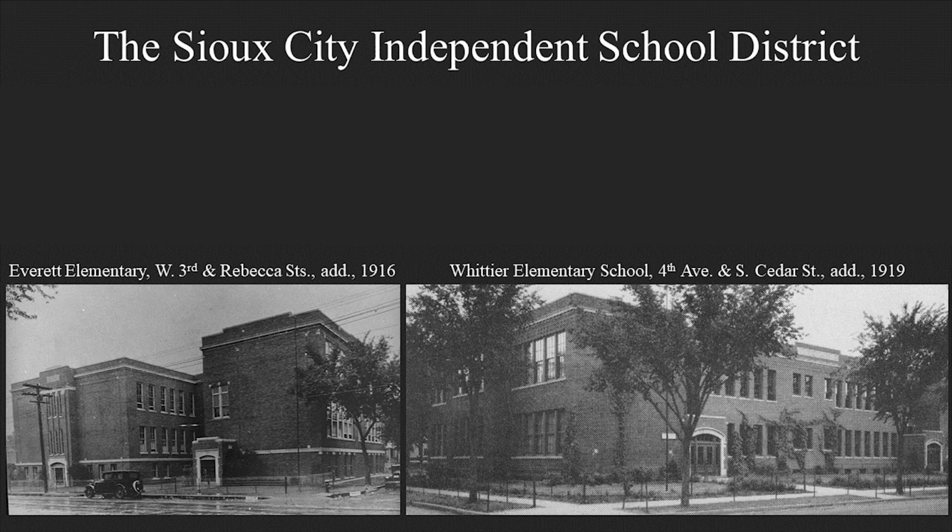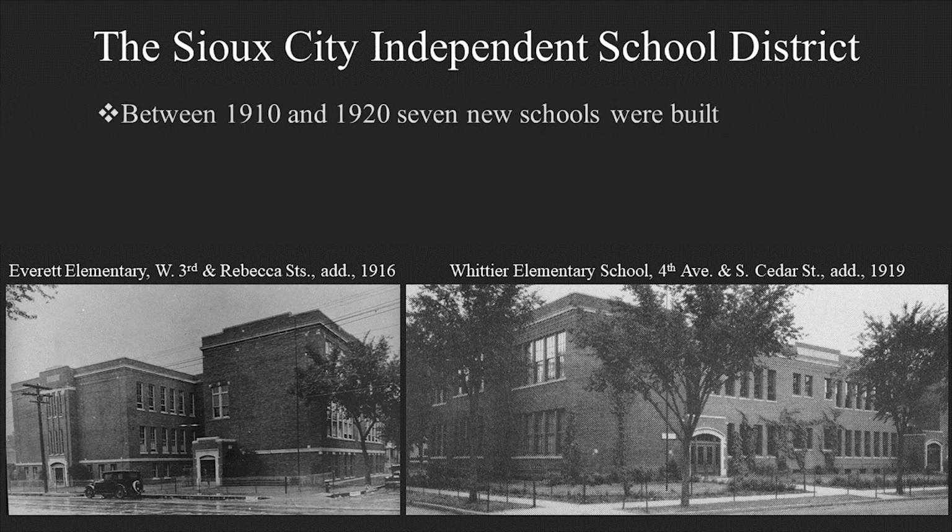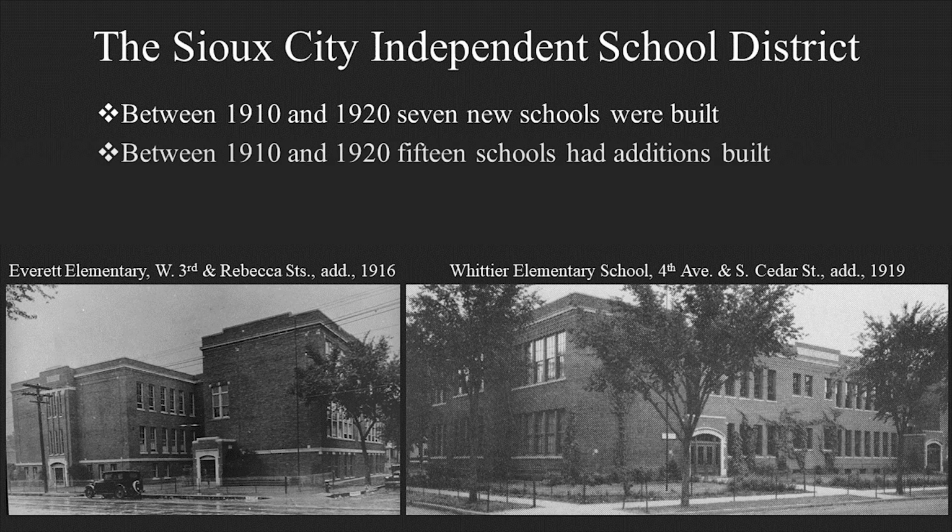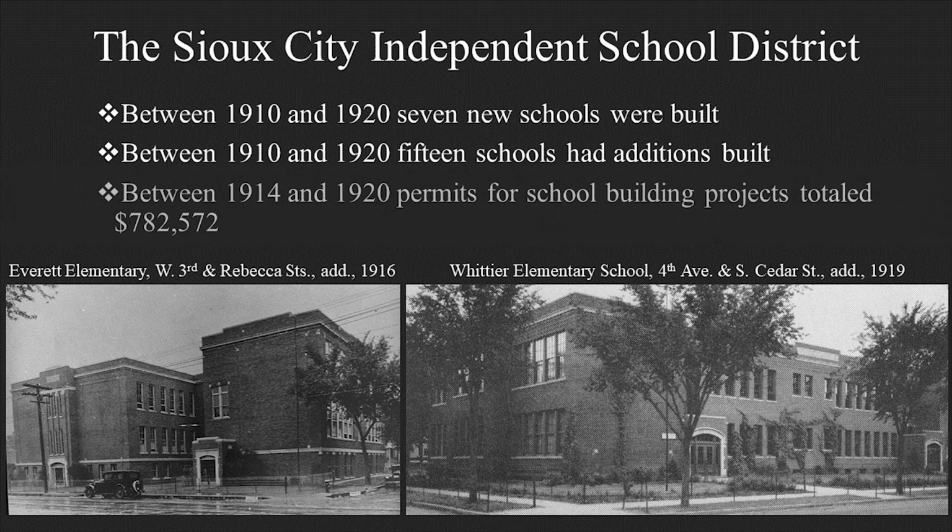Just taking a look at what was going on also within the Sioux City Independent School District, between 1910 and 1920, 7 new schools were built. Between 1910 and 1920, 15 schools were added on to. Between 1914 and 1920, building permits for school projects totaled almost $800,000.